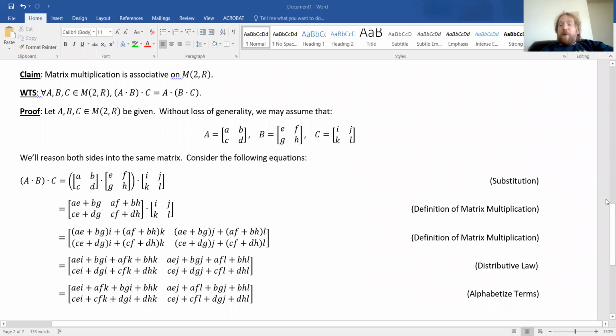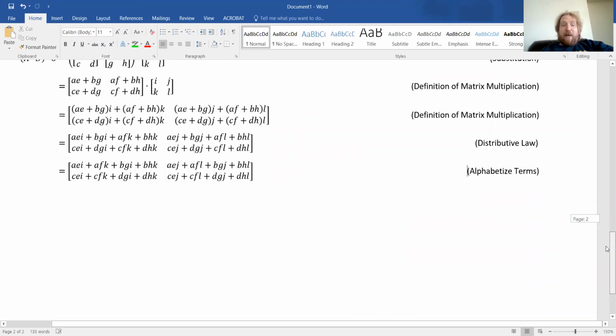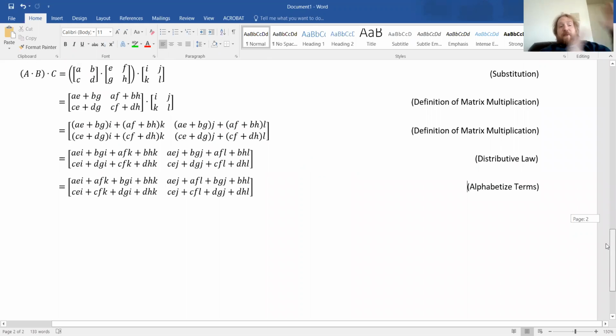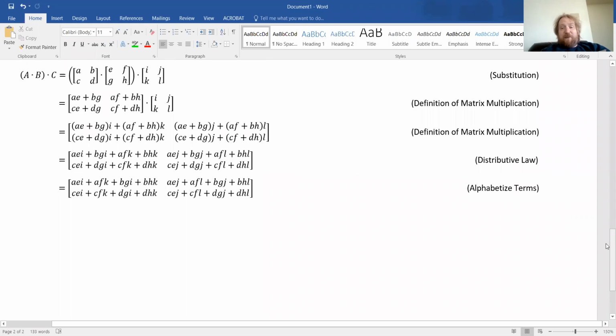Hello, abstract algebra students. We will now finish the proof that matrix multiplication is associative on M2R. So we had already reasoned the matrix A times B times C, with A times B in parenthesis, into a matrix. Now let's calculate the other side and reason it into the same thing.